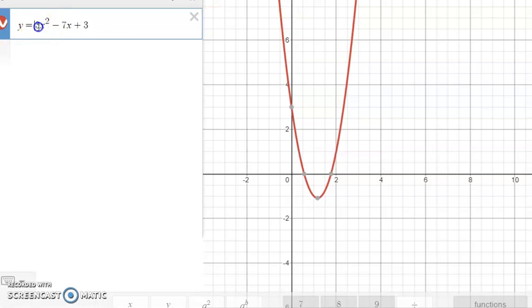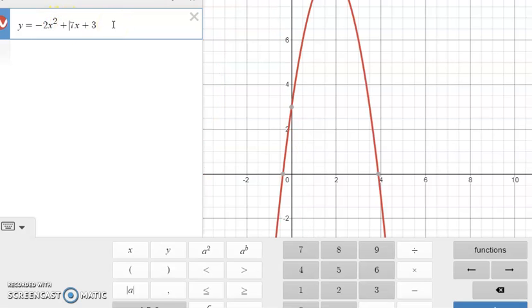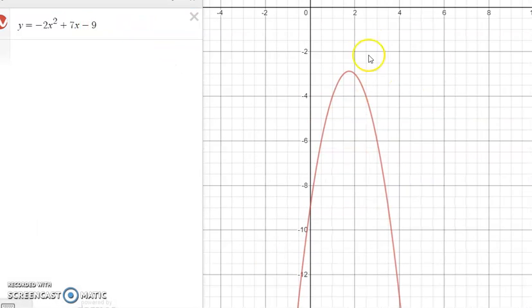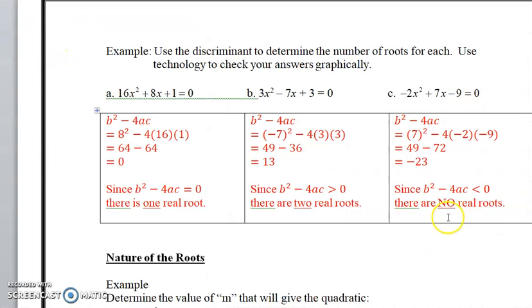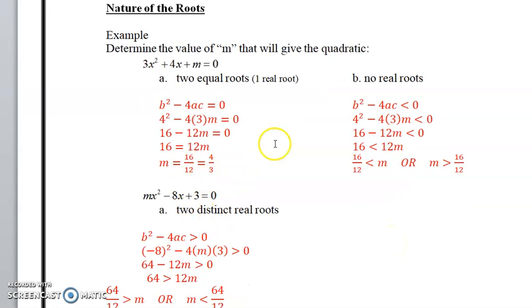So let's do it. So we have -2x squared plus 7x minus 9. There's your graph somewhere. There it is. And there's your x-axis, and it doesn't cross, right? There's no x-intercepts, so that means there's no real roots. There you go. And the last thing is a neat little exercise.